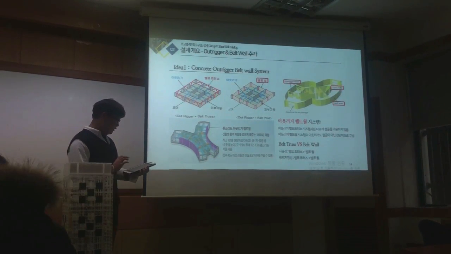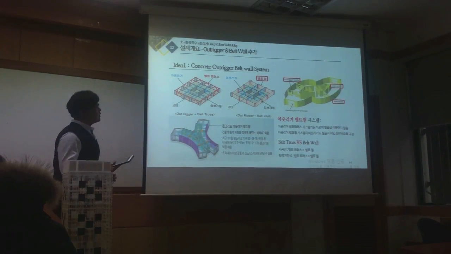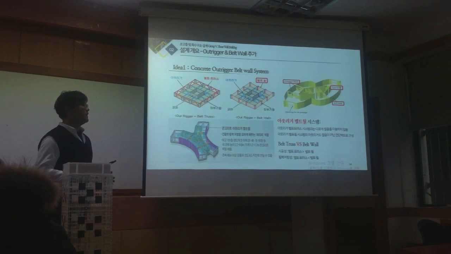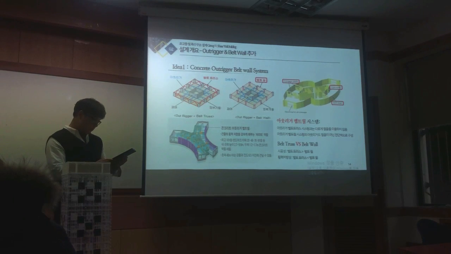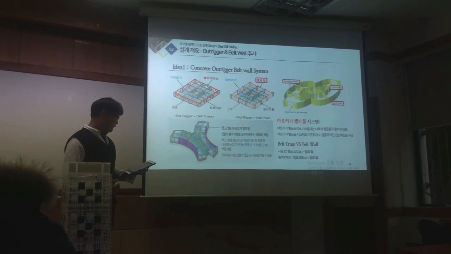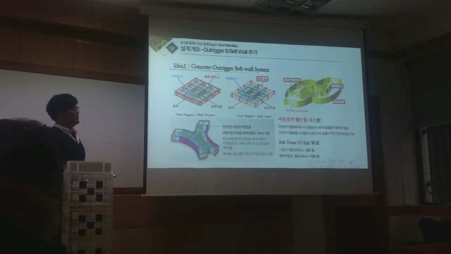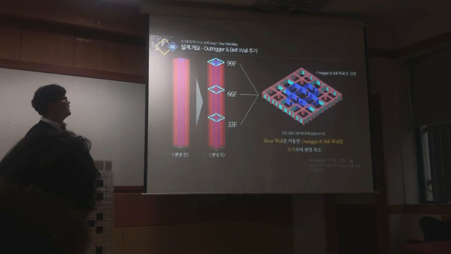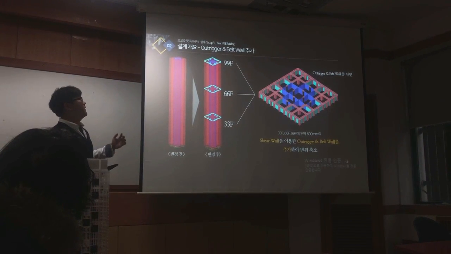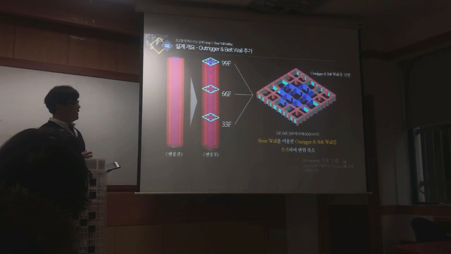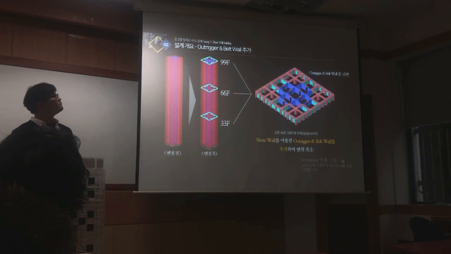Before moving on, let's take a brief look at the difference between belt truss and belt wall. So talking about the economics, belt truss is better than belt wall, but in the aspect of lateral force resistance, belt wall is better than belt truss. Next, please. So by adopting outrigger and belt wall in 33 floor, 66 floor, and 99 floor, we got the displacement and period decreased.